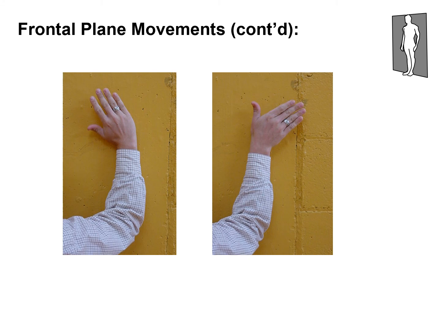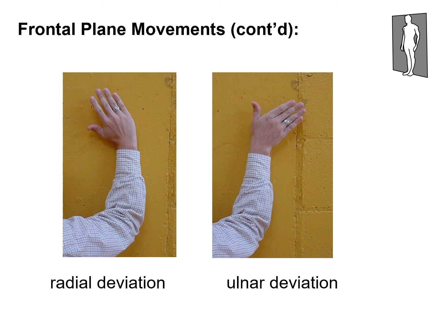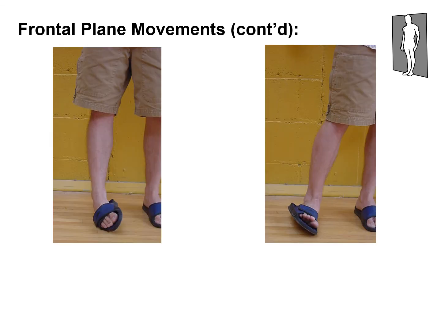And then here is our radial and ulnar deviation. Once again, he's doing lateral flexion of his hand right there and there. This is the ulnar, this is where your ulnar bone is. This is where your radial bone is. Okay? These are our frontal plane movements that also occur about the anterior posterior axis.